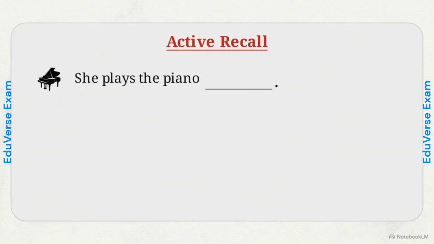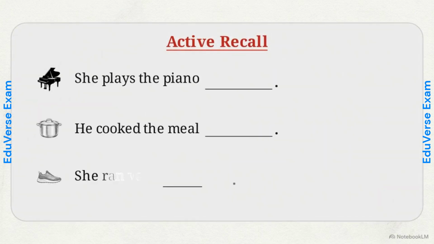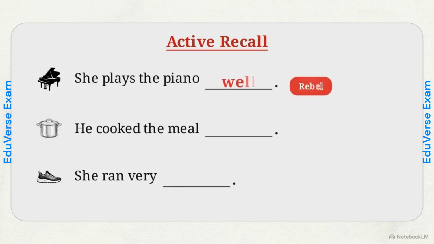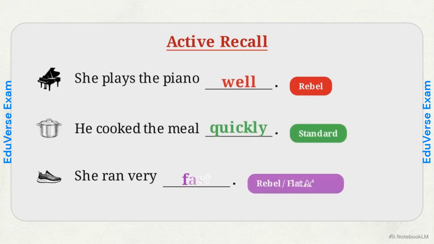Let's test your internal ear. Look at these 3 fill-in-the-blank sentences and apply the correct adverbial form for each base word. You have 3 seconds. The correct answers are: she plays the piano well, a rebel. He cooked the meal quickly, standard. And she ran very fast, another rebel, a flat adverb.